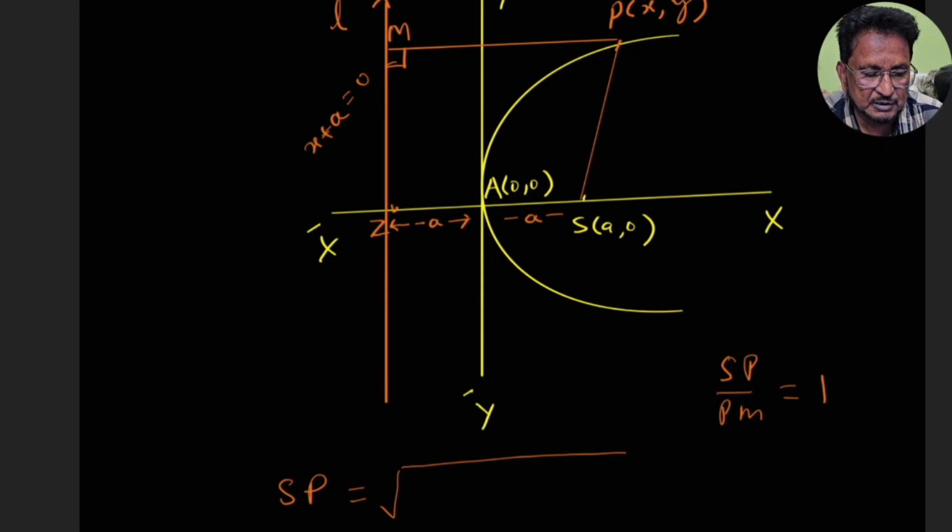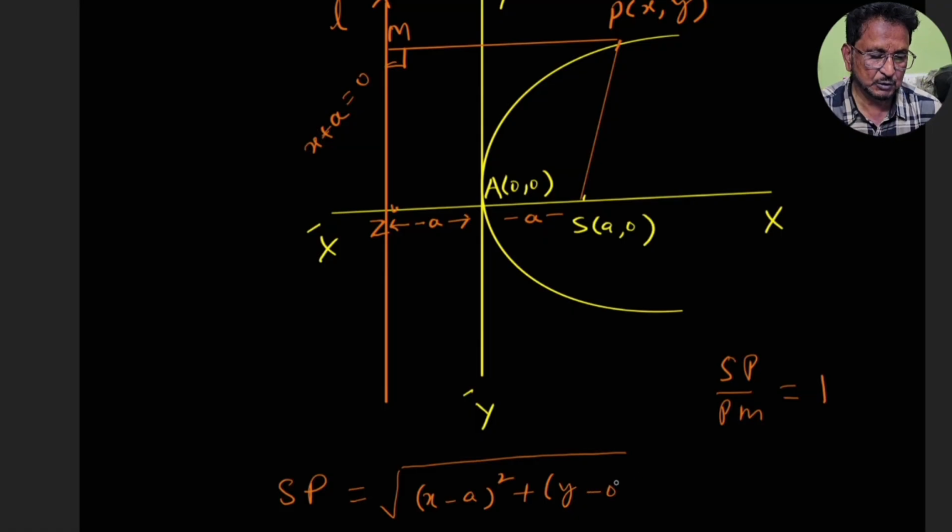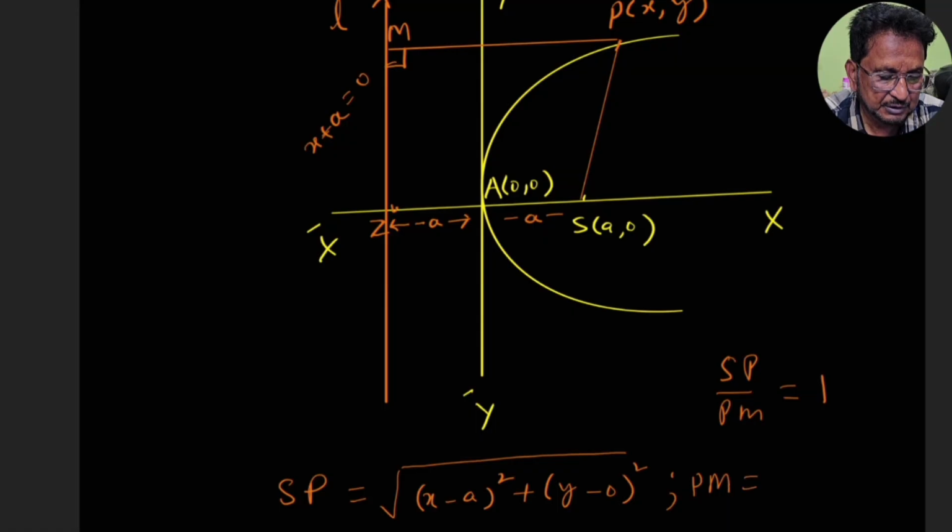Now let's find the distance SP. By distance formula, square root of (x2 minus x1) square plus (y2 minus y1) square. Take (x, y) as (x2, y2) and focus S as (x1, y1). Substituting, (x minus a) whole square plus (y minus 0) whole square is the distance SP.